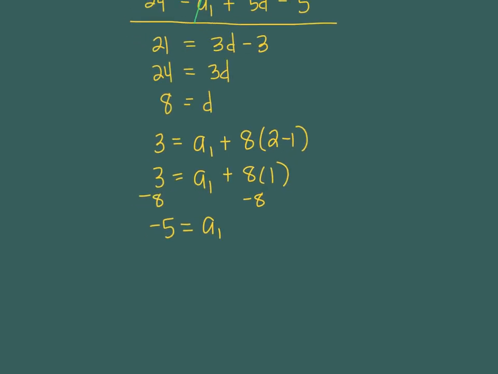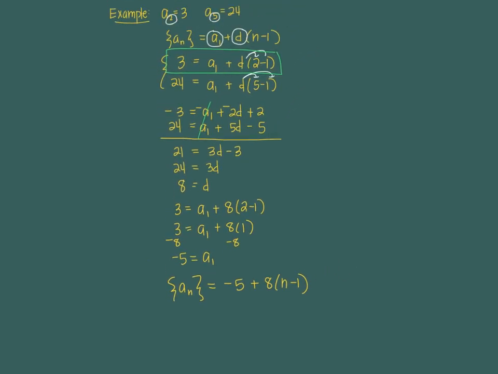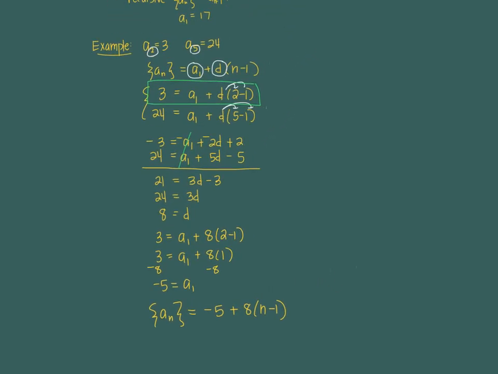And so our explicit formula must now be a1, which is negative 5, plus the common difference of 8 times n minus 1. And that explicit formula will allow me to jump around to any other term in this sequence, besides just the second one and the fifth one that I was given. Now I can find any term in the sequence at all.